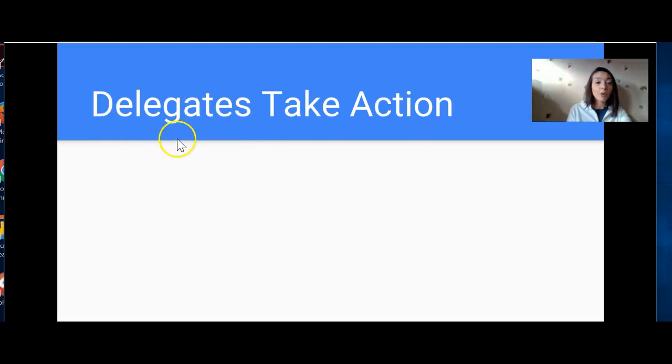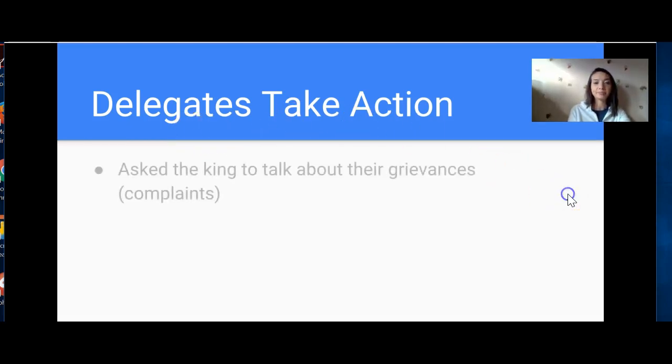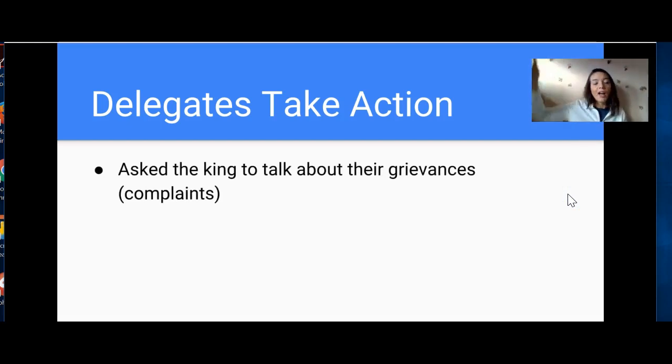All right, so here I'm changing up the word representative. Representative and delegates, they mean the same thing. So the delegates take action. What did they do in response to this mountain of Intolerable Acts? Well, they decided that they would draft a letter, they would write a letter, and in this letter they asked the king to have a sit down to talk about their grievances.